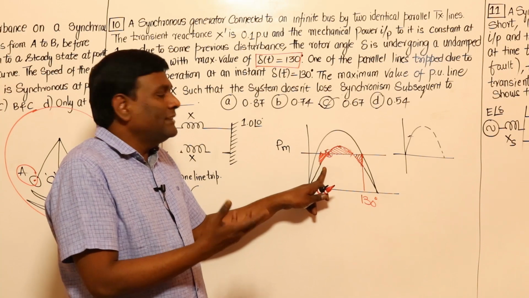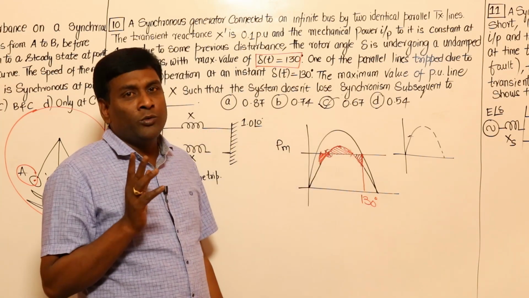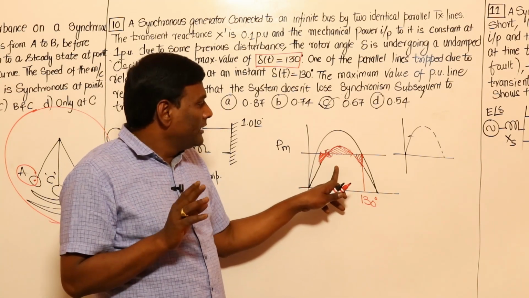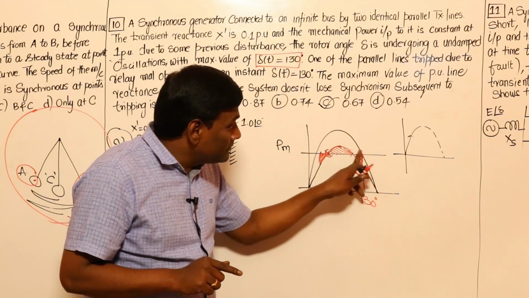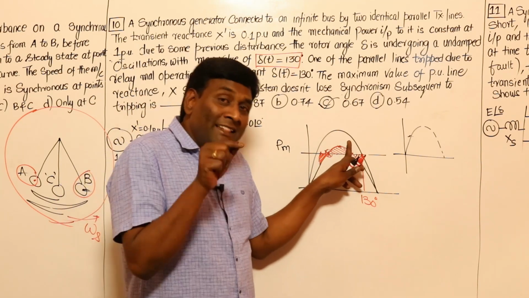Anyway, they said equilibrium criterion, only the first swing we are going to consider. In the first swing, if it is stable, automatically we will see it as stable. It means that we need the x value such that this area plus this area should be equal to this area. In that way they asked for the x value.